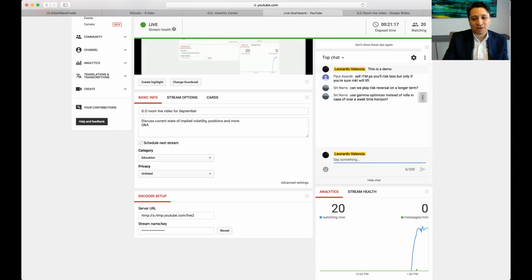Use gamma optimizers instead of the NDLA in case over a week time horizon. Well, no, I mean, you do it by hand. I don't have a tool. I should, this is a collection of ideas. I should create a tool that allows you to select risk reversals based on your parameters. The gamma optimizer is only for single options. Now, a risk reversal has 4 different legs, the binary risk reversals we use. So no, the gamma optimizer is not in the picture. You have to go and look for the spreads yourself, price them by hand, and find an interval that has a really good credit.